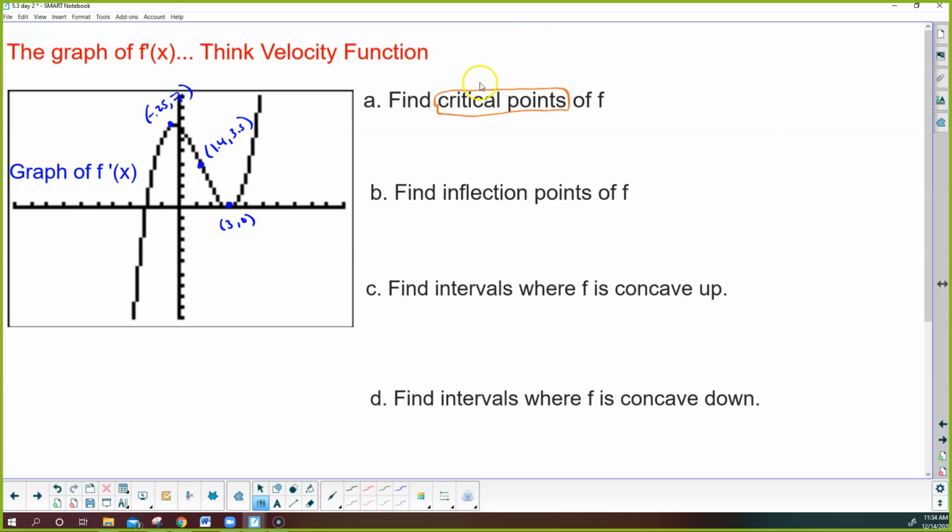All right, critical points. Before I even look at the graph, I'm thinking critical points. Well, what has to be true? Where does the derivative equal 0 or doesn't exist? Okay. Well, now wait a minute. Where does the derivative equal 0? This is the graph of the derivative, so I'm looking for the spots where its output is equal to 0. That's the two spots right here.